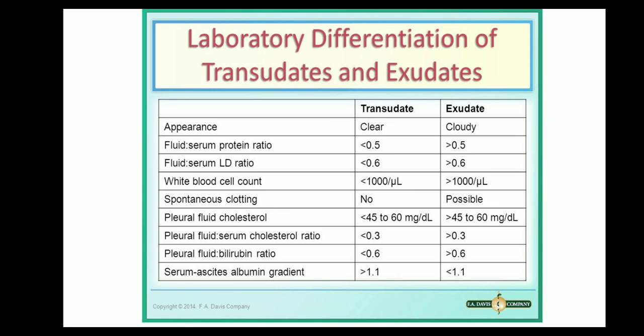Exudate usually has a cloudy appearance. Fluid to serum protein ratio is more than 0.5. Fluid to serum LDH ratio is more than 0.6. White blood cell count is more than 1000 per microliter. Spontaneous clotting is possible. Pleural fluid cholesterol is more than 45 to 60 mg per deciliter. Pleural fluid to serum cholesterol ratio is more than 0.3. Pleural fluid to serum bilirubin ratio is more than 0.6. Serum ascites albumin gradient is less than 1.1.